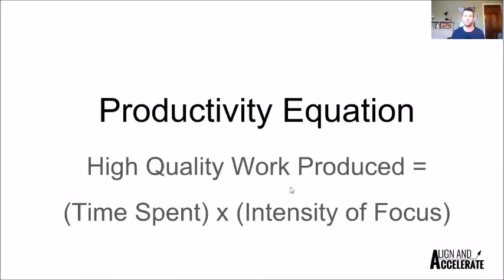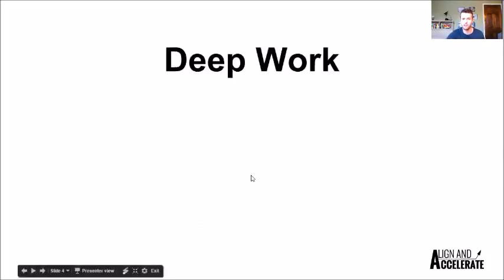Cal Newport's big on increasing the intensity of your work. So he has this formula: time spent times the intensity of focus is your high quality work produced. And this is key, because really it is about having intense focus and being able to produce high quality work. If you're not outputting high quality work, what's the point in working? There's no value in that. So what it really comes down to is, when you are working, not to be distracting yourself, not to be on Facebook, social media, and all that stuff, but to be intensely focused on what you need to get done. And we're going to dive into this a little bit more.